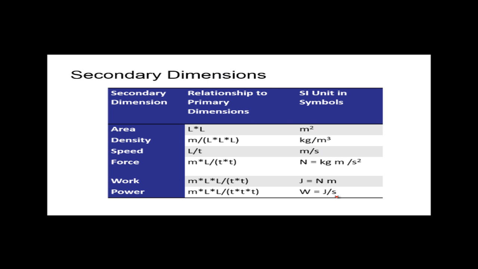Secondary, here you go, a bunch of secondary units. Area is length times length, in SI, meter squared. Density is mass divided by length times length times length, kilogram per cubic meter, etc. Okay?